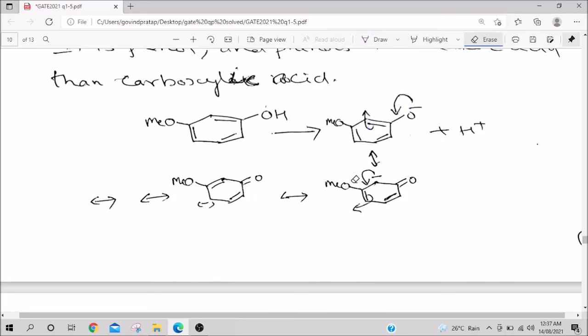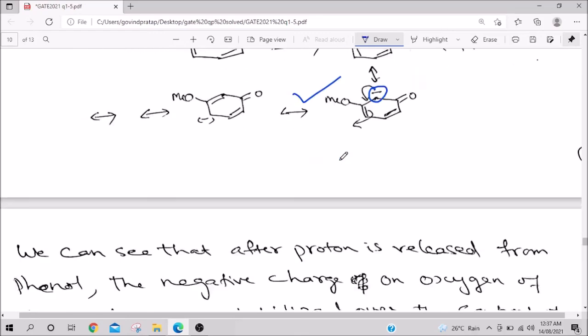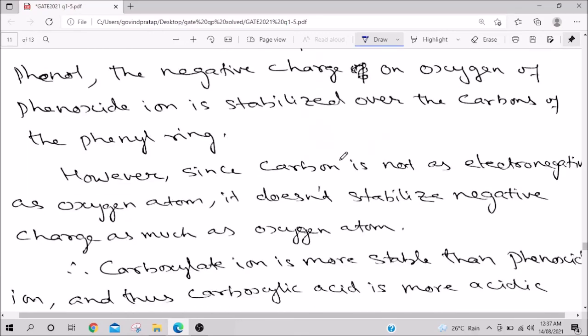So you should say that phenol is more acidic than carboxylic acid, but no. Here the negative charge is on oxygen and then on carbon. Carbon's electronegativity is much lesser than oxygen, so it cannot stabilize negative charge. There 2 oxygens were there, so they both stabilize very efficiently. Here it is still oxygen that is stabilizing, carbon very little, but it helps in delocalization, and therefore phenols are less acidic compared to your carboxylic acid.